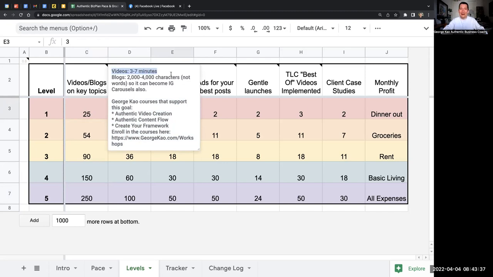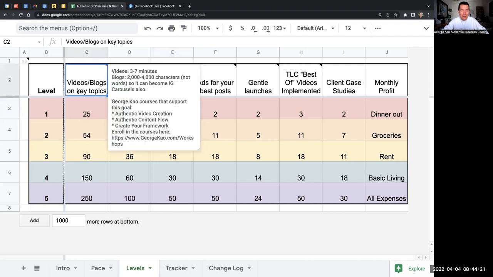Videos, again, this is not a requirement, but if you want general guidelines, 3 to 7 minute videos are great. But if you want to talk more, you can talk more. If you want to do less, you can do less. Everybody can customize it to their own style and their own audience. Blog posts, 2,000 to 4,000 characters, not words, but characters, which might be somewhere around 500 to 1,000 words maximum. Anyway, you customize it to your own style and your own audience, okay?